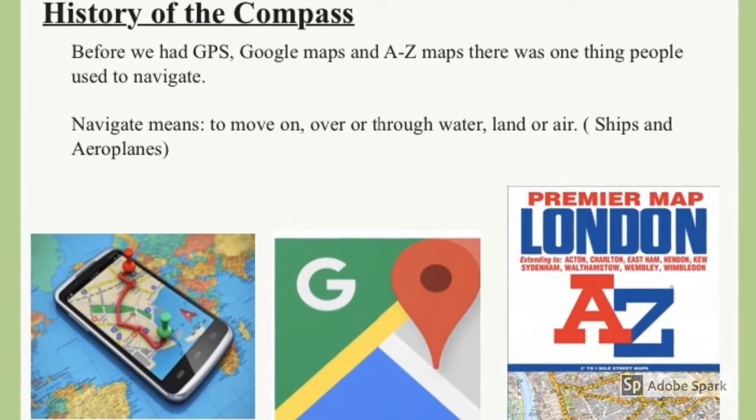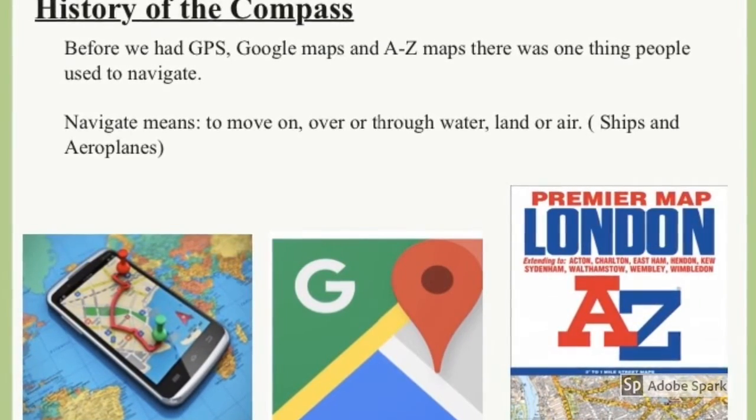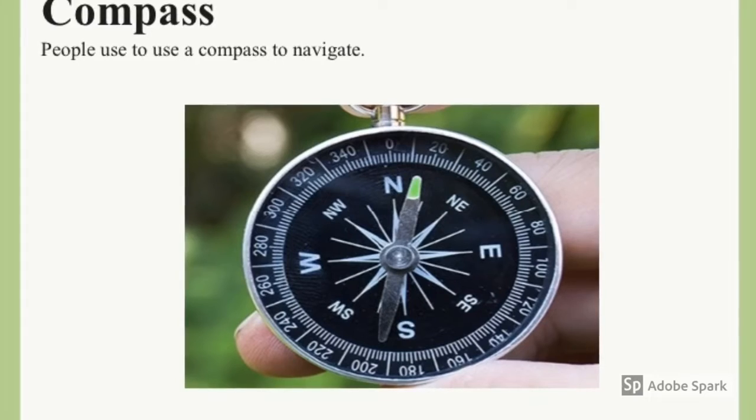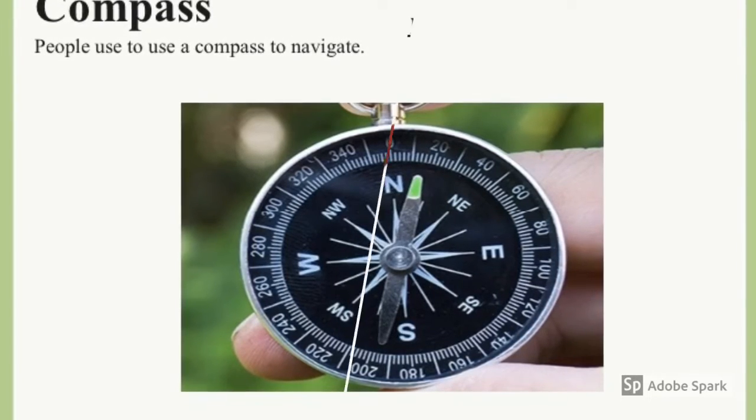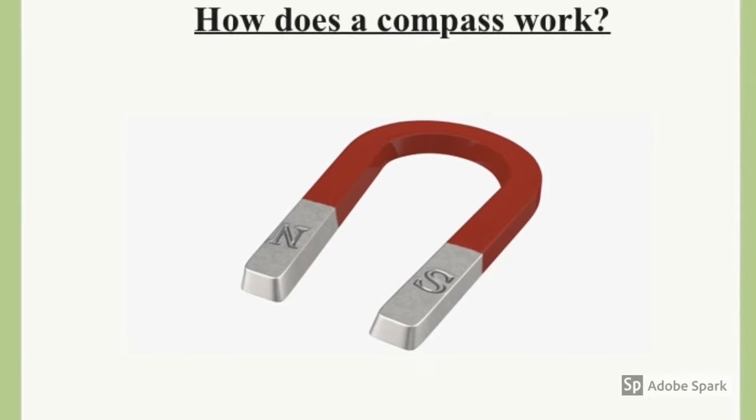Before we had a GPS, Google Maps and A to Z maps, there was one thing people used to use. People used to use a compass to help them to navigate. So you must be wondering, how does a compass work?